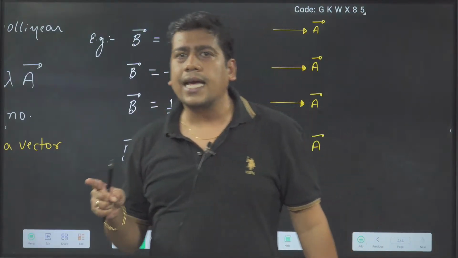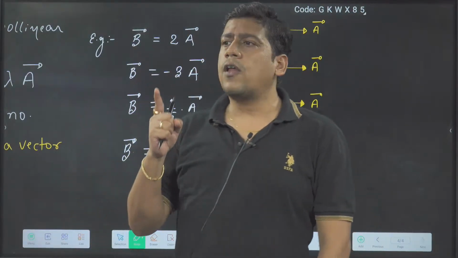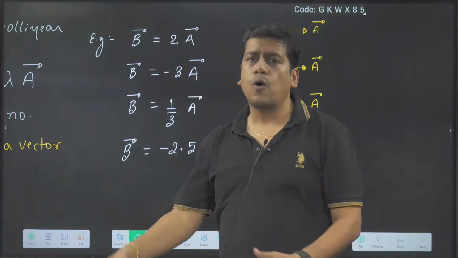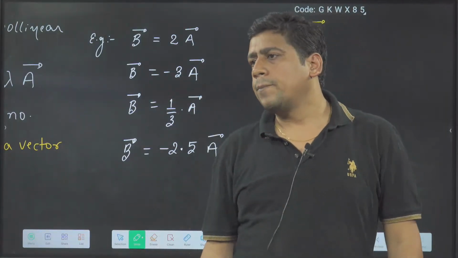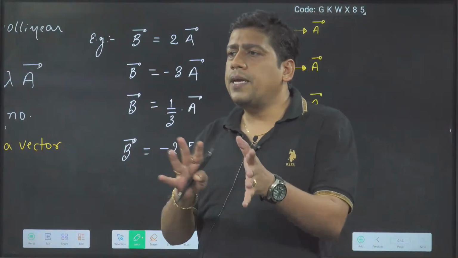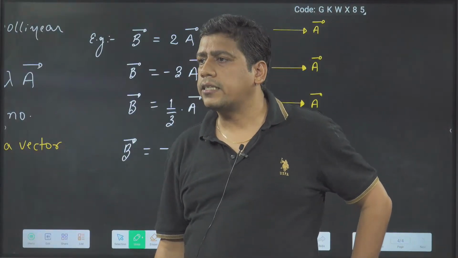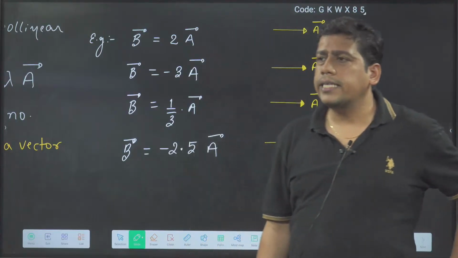Come on, tell me first case, b vector, a vector, parallel or anti-parallel? Tell me the second, third and fourth. You can write P, A, something like this. All 4 cases. Tell me all 4 cases.